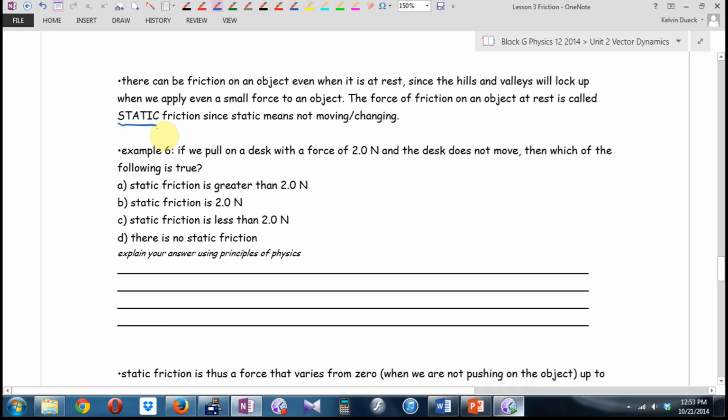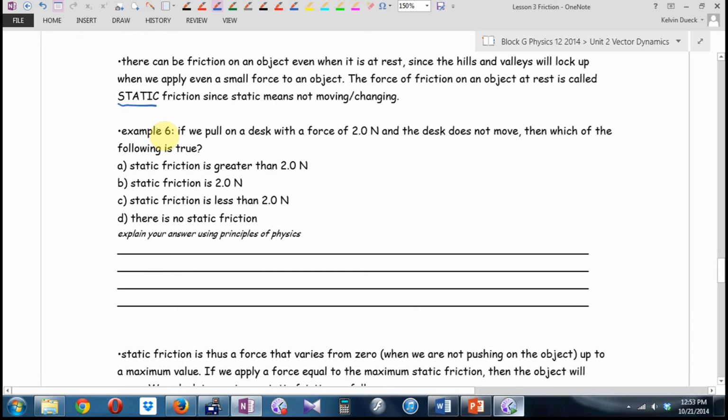So here's our example 6, and once again, since there's A, B, C, D, we're going to vote. It says this. If we pull on a desk with a force of 2 newtons, and the desk does not move, then which of the following is true? A, static friction is greater than 2 newtons. B, static friction is exactly 2 newtons. C, static friction is less than 2 newtons. Or D, there's no static friction.